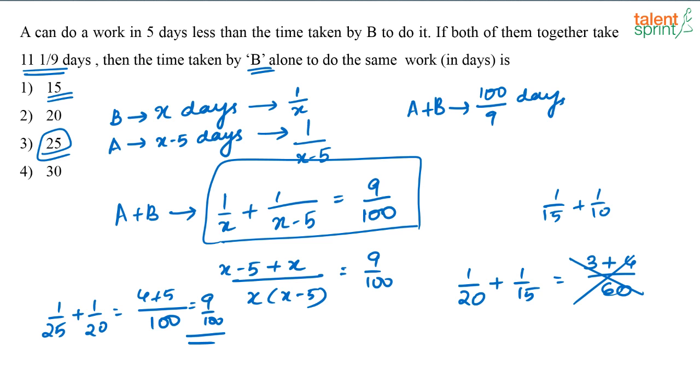So what will be the answer for this question? The answer for this question will be option C, that is 25 days. So B alone will be able to do the work in 25 days, A alone will be able to do the work in 20 days. So Siddharth, Ruchita and Roshan have given me the correct answer. Is it clear to others as well?